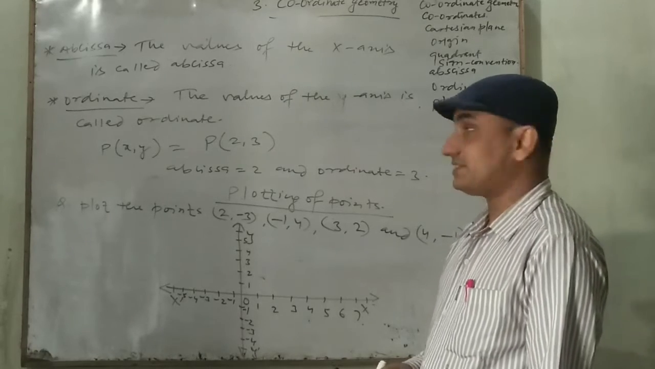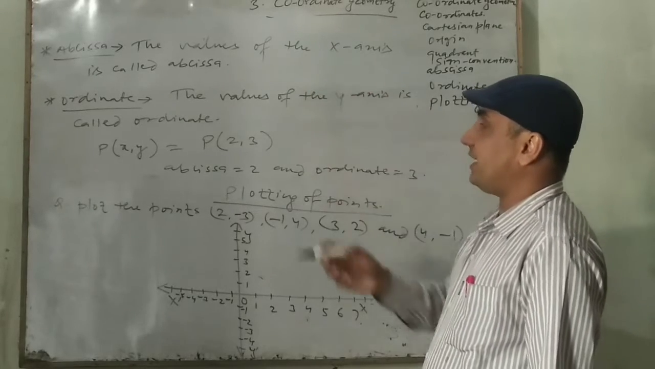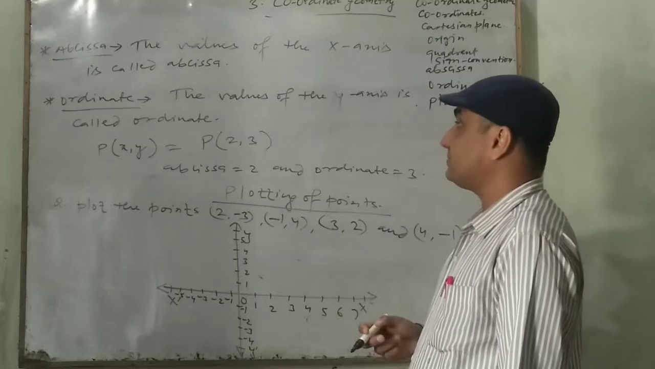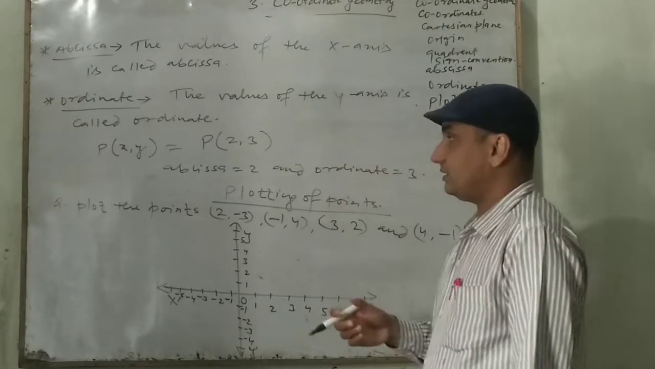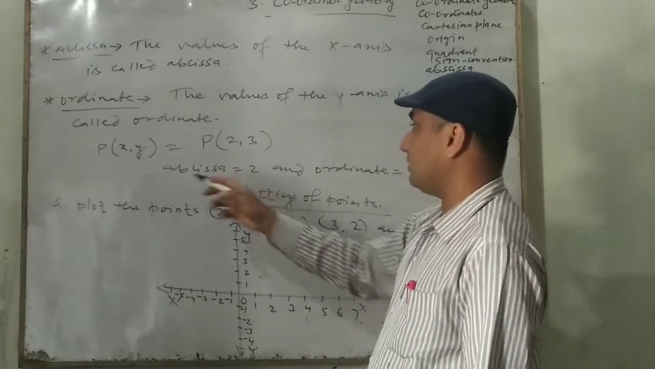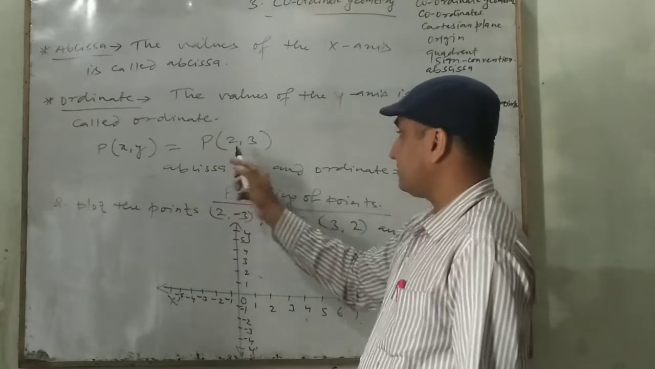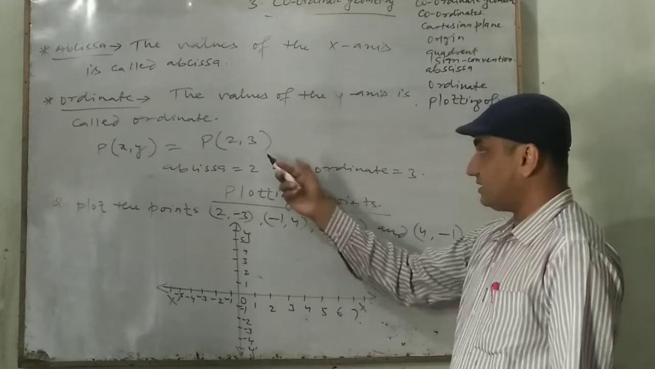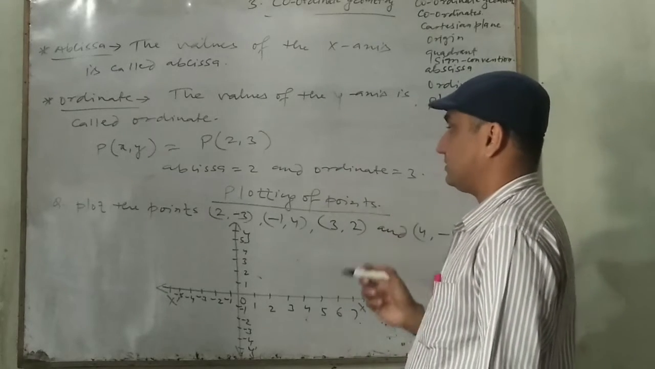Okay students, let's see abscissa and ordinate. The values on the x-axis are called abscissa, and the values on the y-axis are called ordinate. If we take a point P(x, y) as P(2, 3), then the value of x is 2 and the value of y is 3. Then the abscissa is 2 and the ordinate is 3. I have written it. Next point is plotting of points.